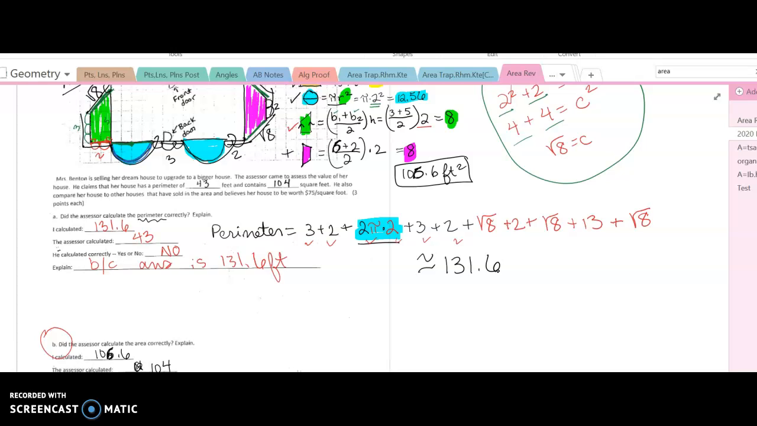Just checking my calculations. No, that's not even close, Miss Benton. I have no idea how I got that number. How about 46.1? It's 46.05, so I'm going to call that 46.1 approximately. The assessor calculated 43, so is that correct? No, because the answer is 46.1 feet.